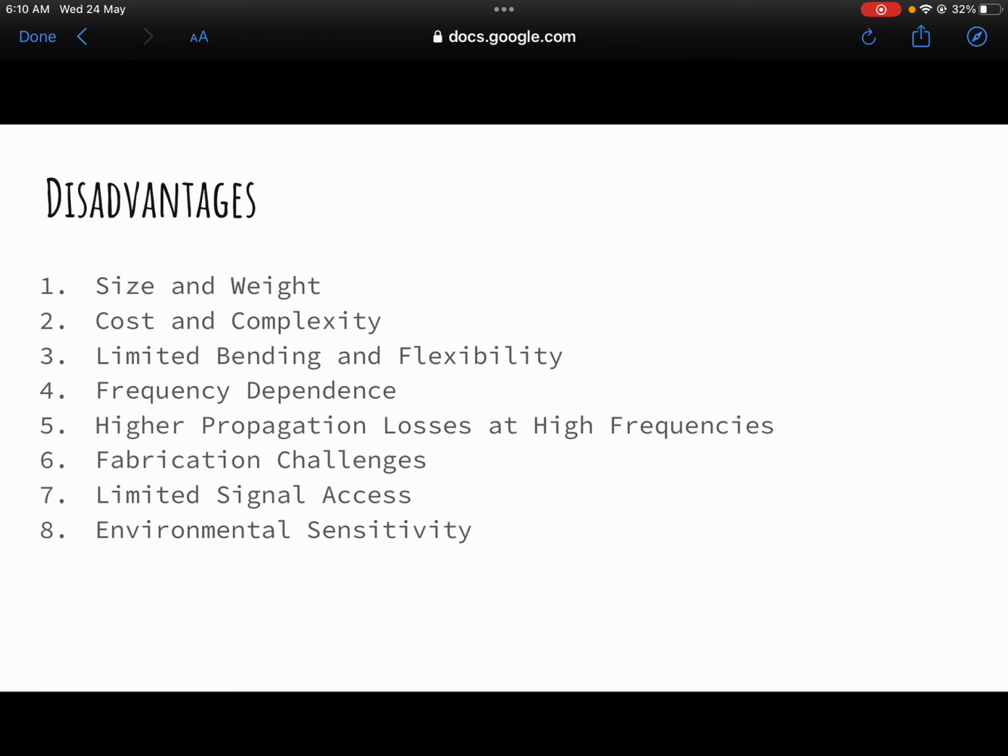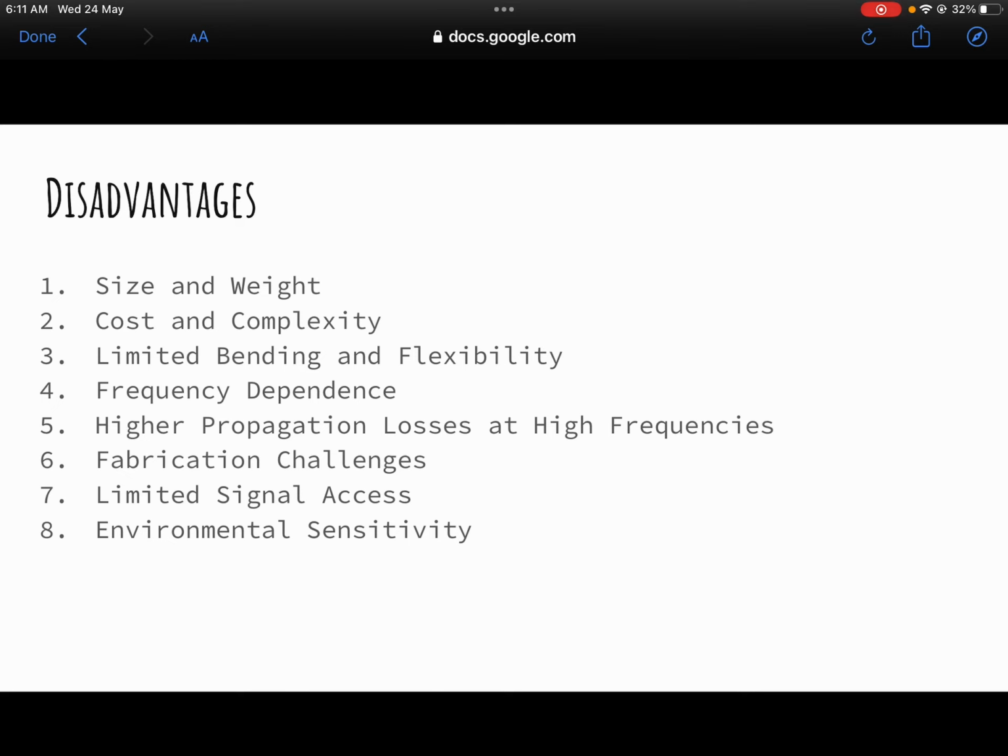Now, coming to disadvantages. Firstly, size and weight. Waveguides, especially those designed for lower frequencies, can be bulky and relatively heavy compared to other transmission media like coaxial cables or wireless transmission. They can pose challenges in terms of insulation, space requirements, and portability.